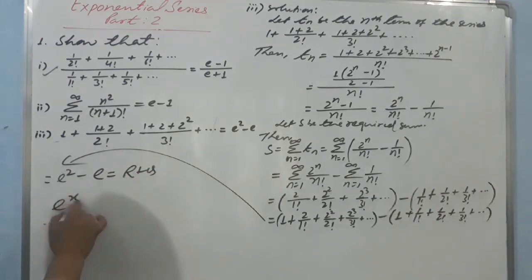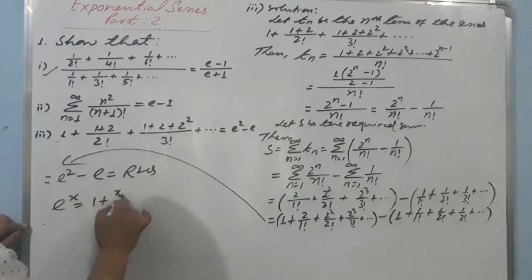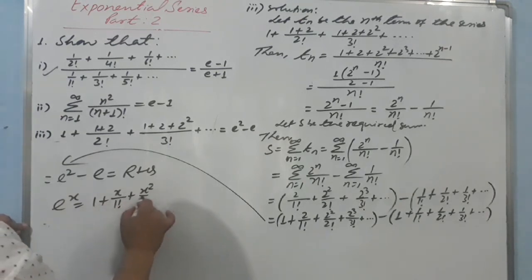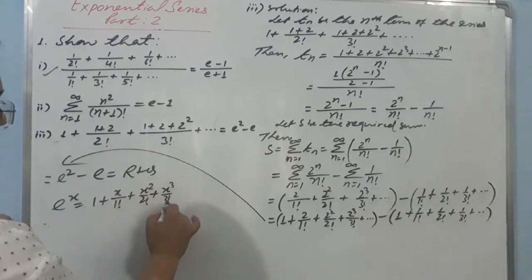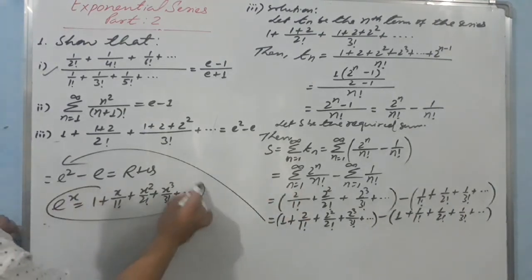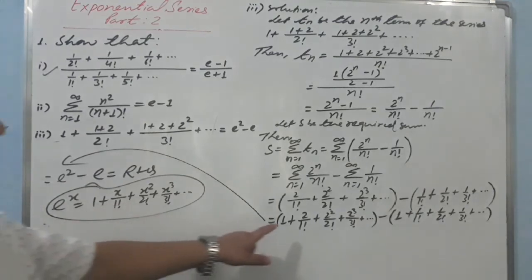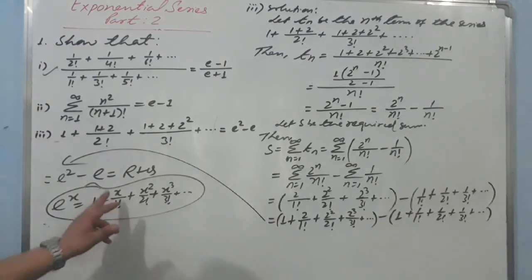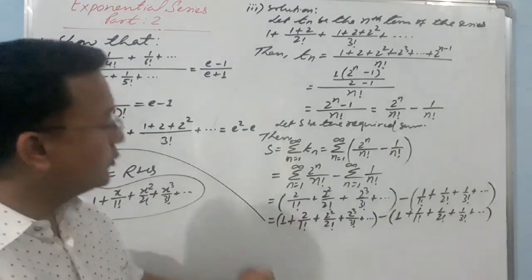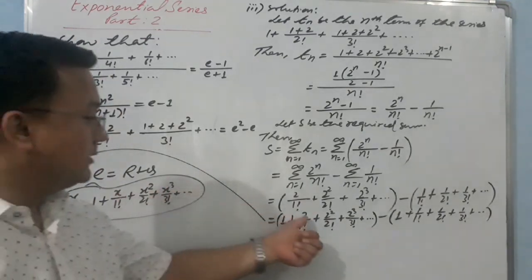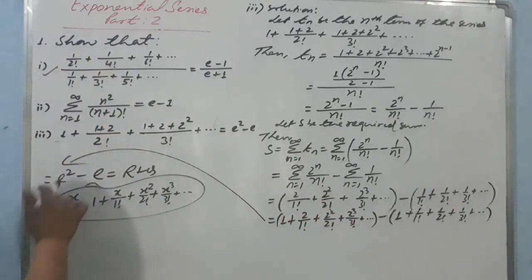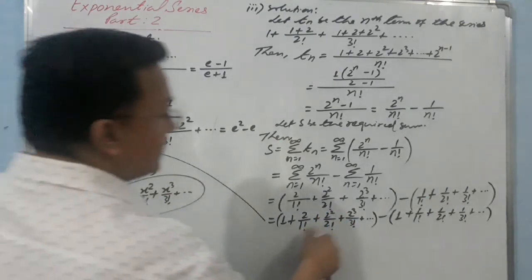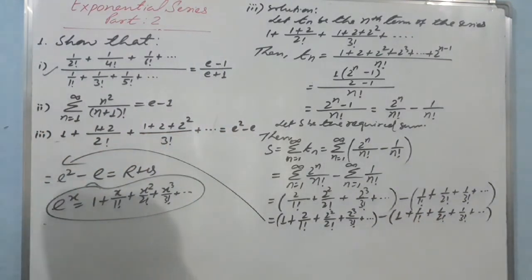Which formula have we used? This one: e raised to power x is 1 plus x upon 1 factorial plus x square upon 2 factorial plus x cube upon 3 factorial, and so on. I have used the e raised to power x formula. Instead of x, here you have 2, 2 square, 2 cube. So we can write e square minus e. This is the formula for e square and this is the formula for e. Now you understood which formula we applied. This way we got the right hand side. Hence proved.